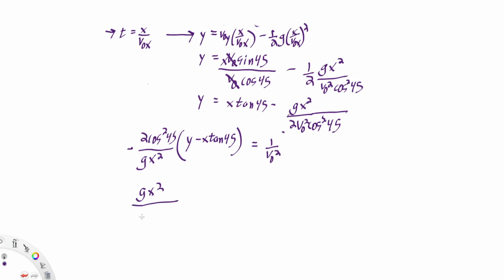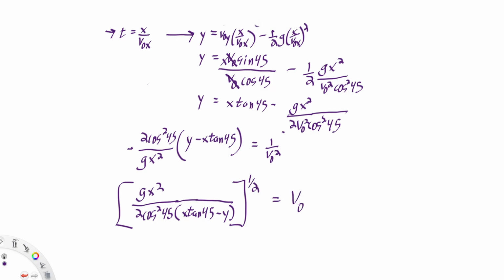So g x squared over 2 cosine squared 45. And I'm going to take this negative sign actually inside the parentheses and use it to just reverse the order of these two terms. So x tangent 45 minus y. Square root that bad boy. And there we go. There's our initial velocity.